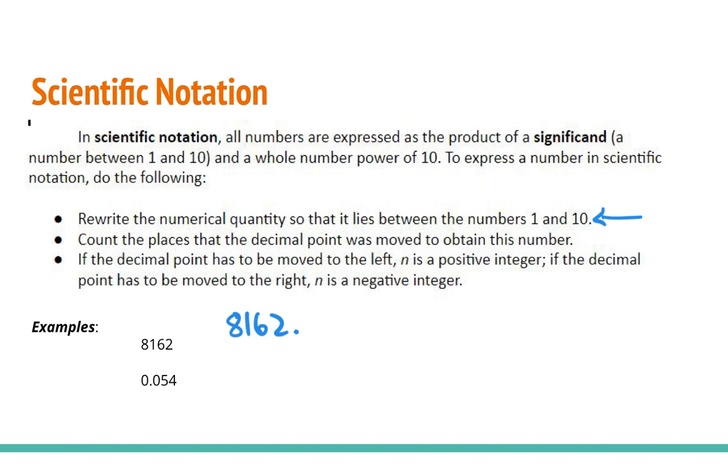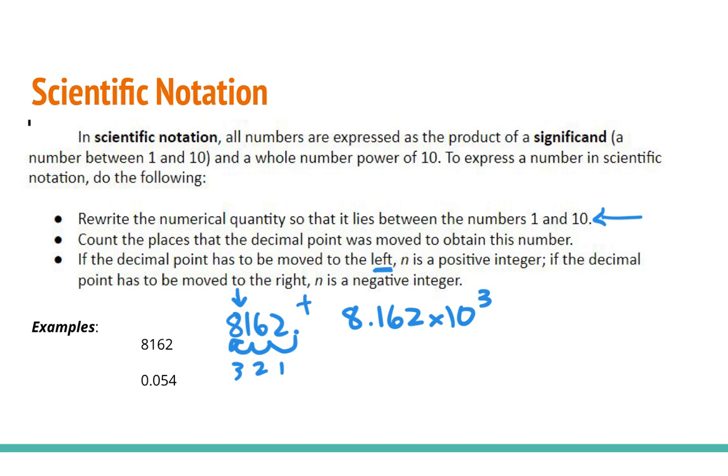And I want to make this between 1 and 10, so I'm going to move the decimal between the 8 and the 1. So I'd go 1, 2, 3 times. If it has to be moved to the left, which we did, then I know that it's going to have a positive exponent. So I would rewrite that as 8.162 times 10 to the 3.